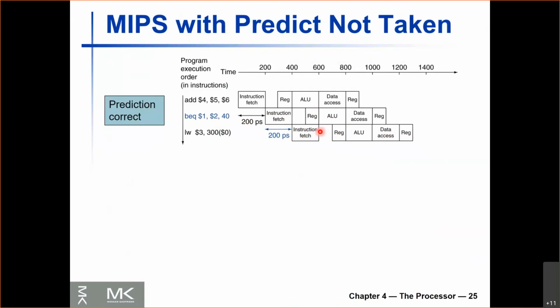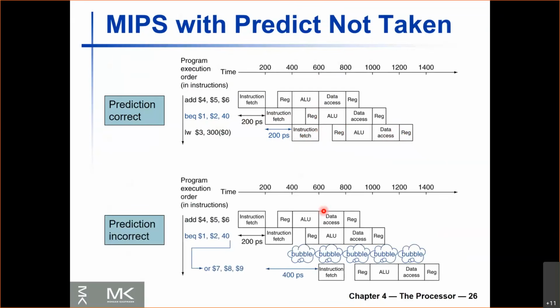However, if at the end of the third stage we find out that our prediction was incorrect, then this load instruction that we fetched, we're not going to execute it. So it's as if we stalled. It's as if we had a bubble here in the third cycle. And on the fourth cycle, we will proceed to fetch the result of the branch, because by now, at the end of the third cycle, we know for a fact what the branch target is. So we go on to execute the instruction that's at the target of the branch. Okay?